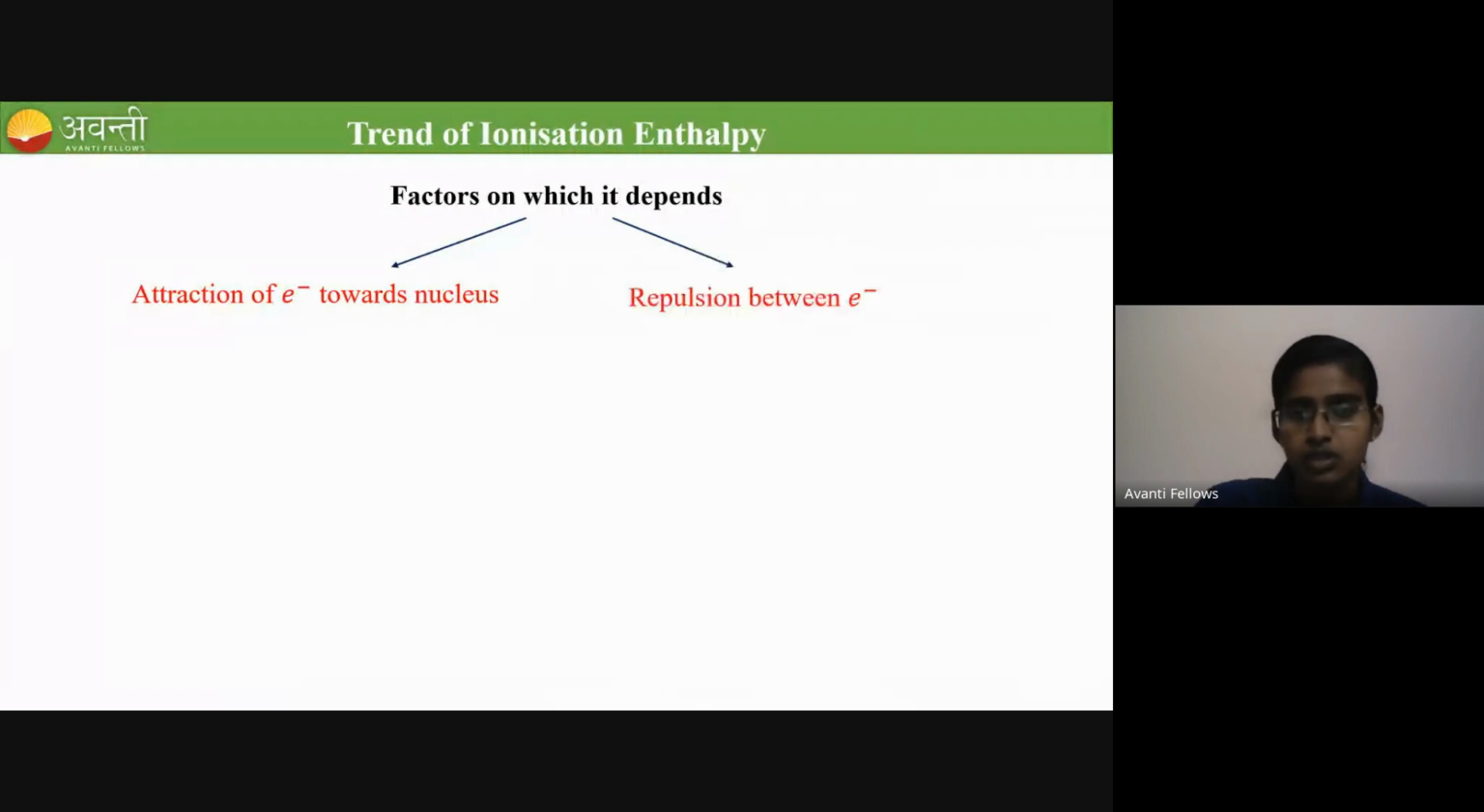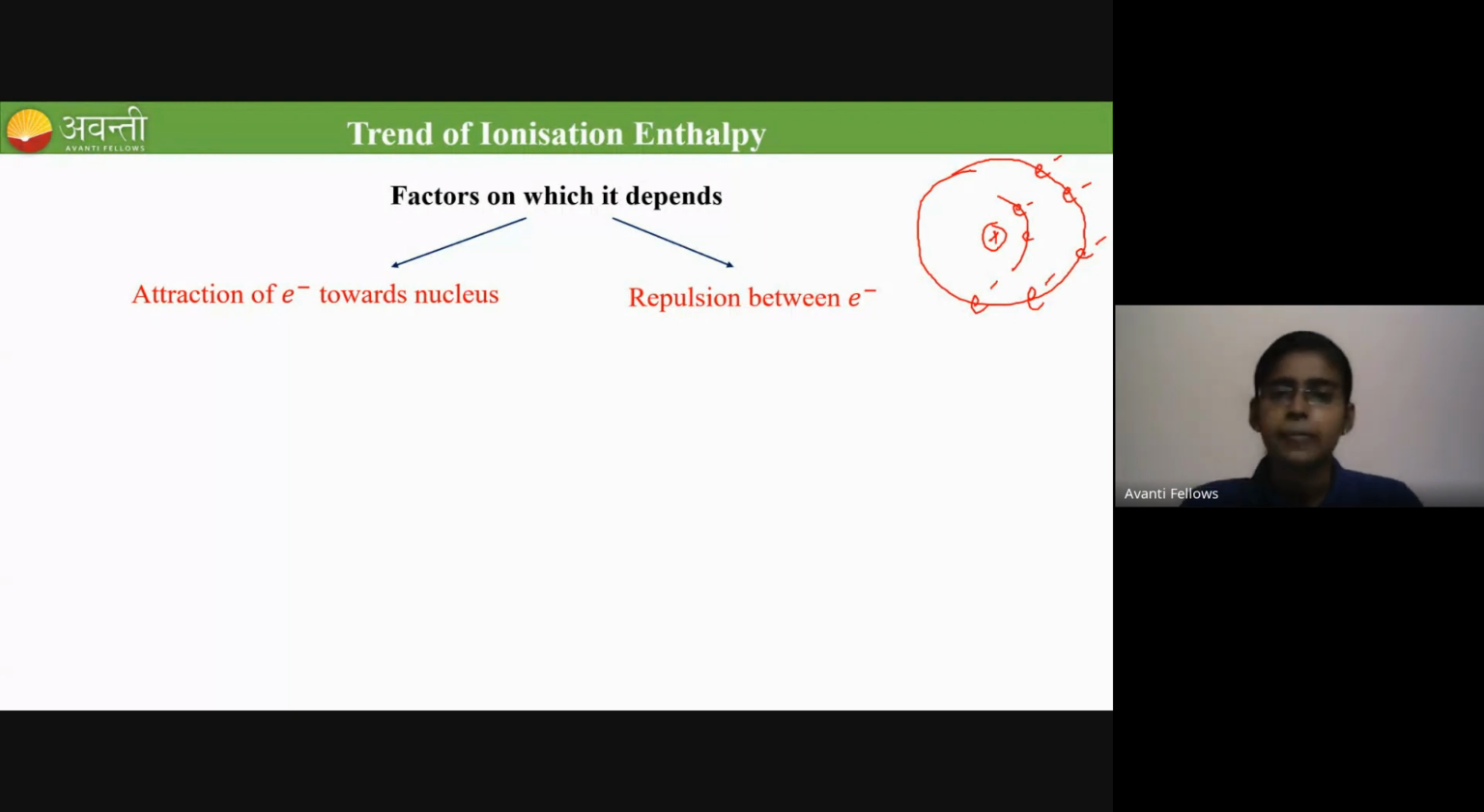Attraction of electron. Suppose if this is an atom, this is the nucleus. K shell will have 2 electrons, and let me take this as L shell. L shell will have 8 electrons, or 5 electrons, 7 electrons. It can be anything. Now here, 2 different types of forces will act. One is the force of attraction, and another one is the force of repulsion. Force of attraction will be between the outermost electron and the nucleus. So here force of attraction acts.